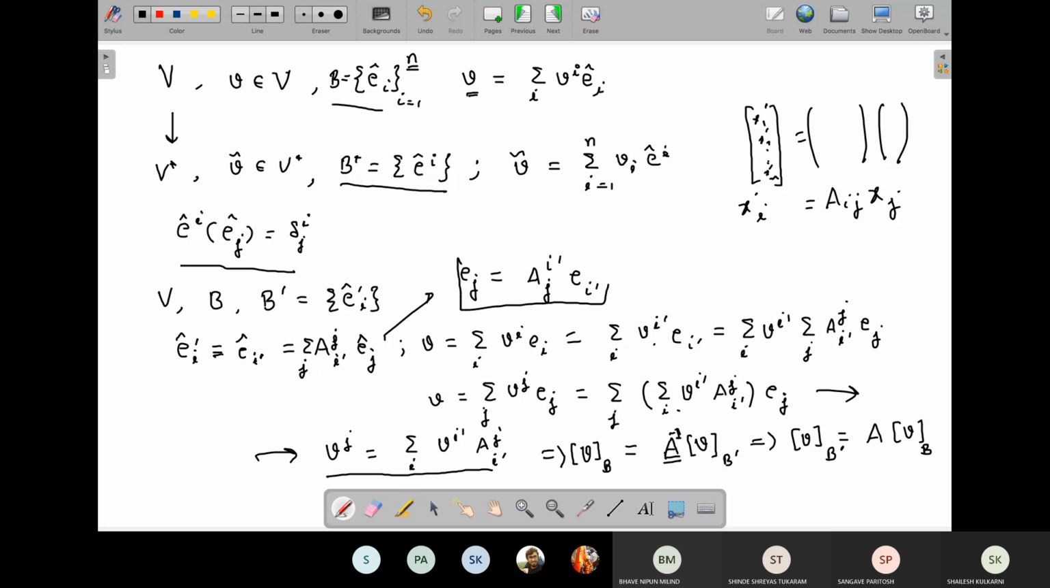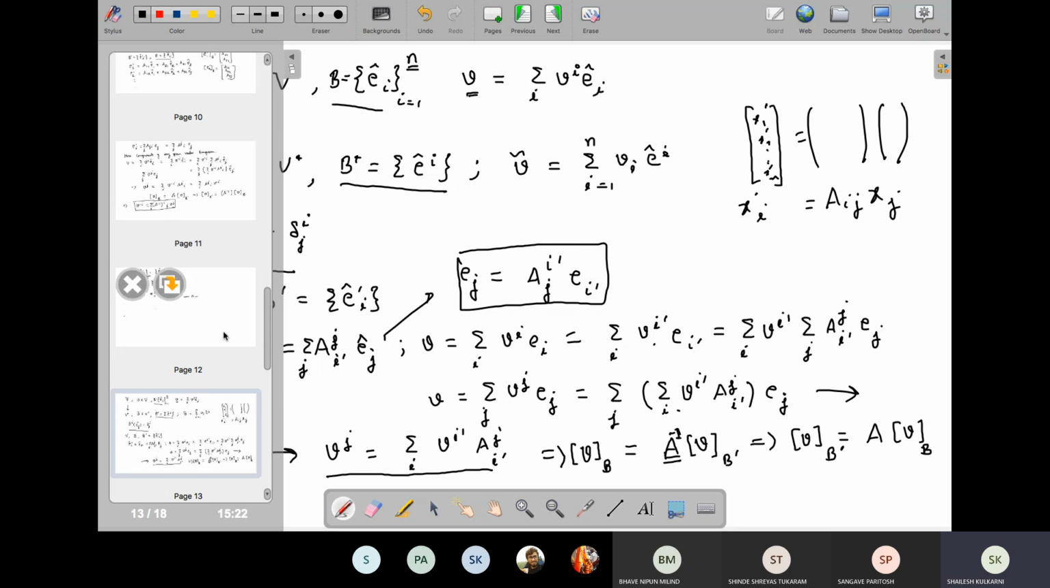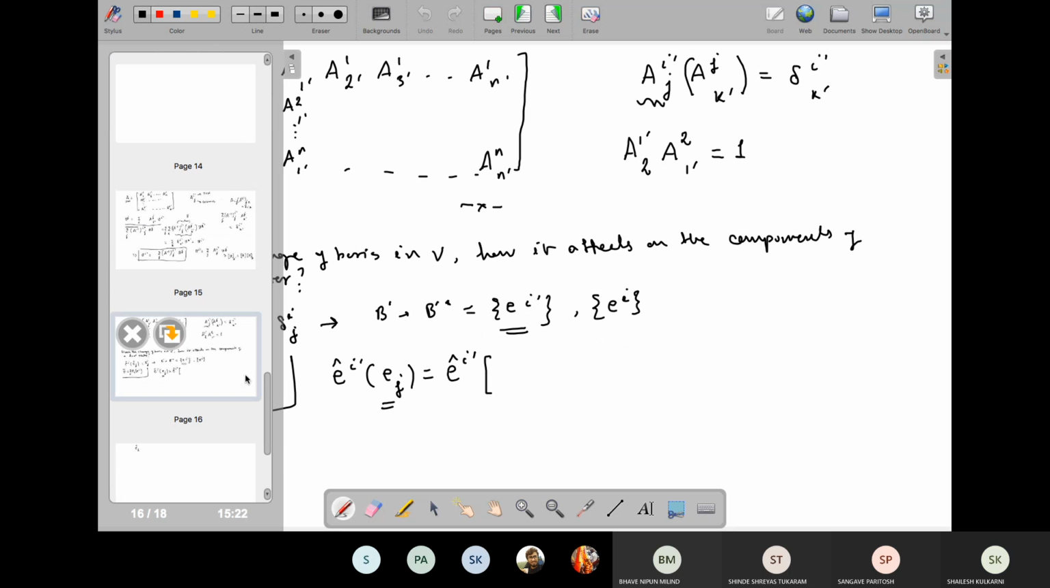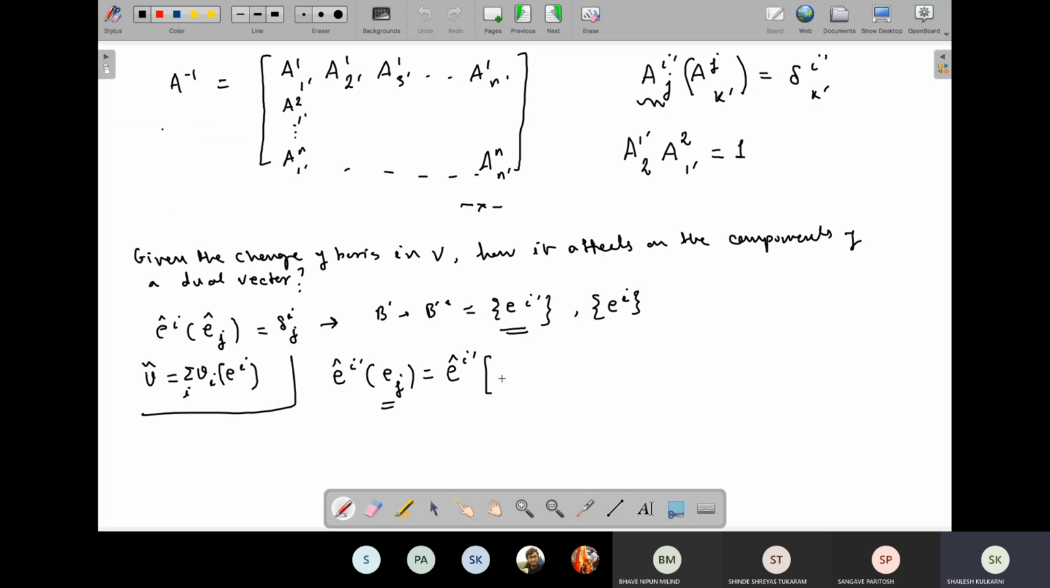Correct. So I will substitute it here. I want E J, so E J will be A J I prime. But I prime I have already used, so let me use a different index, because that index will be summed over. Whatever index comes here will be summed over, so let me use K prime and then E K prime.